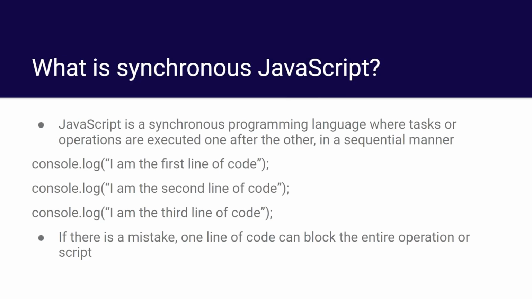One of the downfalls or disadvantages of synchronous code is that if there is a mistake somewhere, one line of code can block the rest of the operation from running. We saw that whenever we had a typo, for example, if I was trying to access a variable that didn't work, the whole script file essentially would just stop working, okay? So synchronous is the whole idea that tasks are executed one at a time.